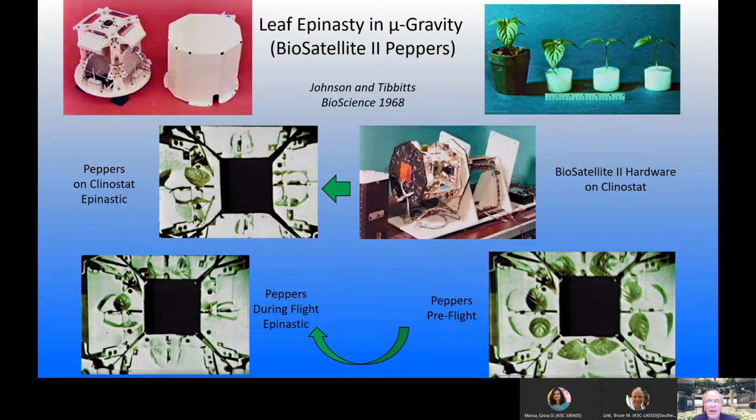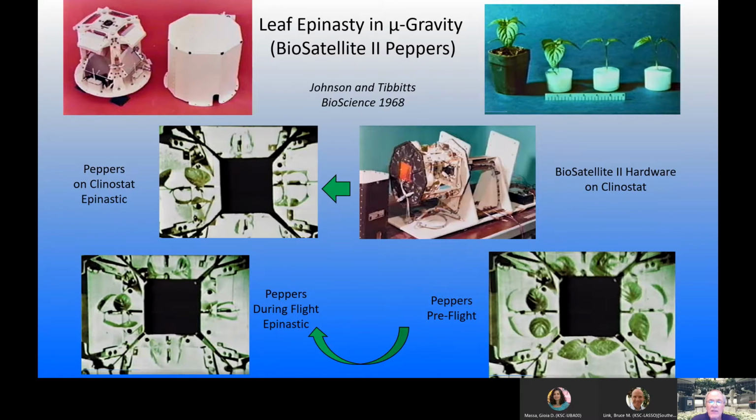One of the original interests, and I won't dwell on this too long, I show a lot of pictures here, but one of the original interests of sending plants into space was, will leaves become epinastic? Because this had been observed for many years in clinostat studies. It goes back 100 years. And so an experiment was designed for Biosatellite 2. This was one of the first plant experiments ever flown by the US.